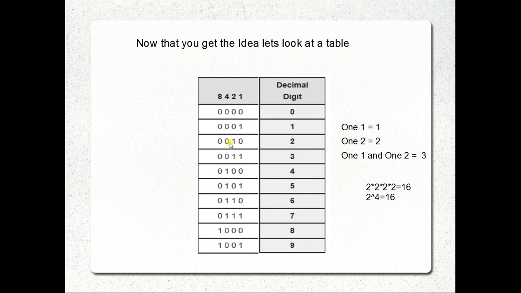So basically, here you've got 1 one, which is 1. Here you've got all zeros, that's 0. Here you have 1 two, that's 2. Here you have 1 two and 1 one, that's 3. You've got 1 four, that's 4. 1 four and 1 one is 5. 1 four and 1 two is 6. 1 four, 1 two and 1 one is 7. 8, 9, you get the idea.